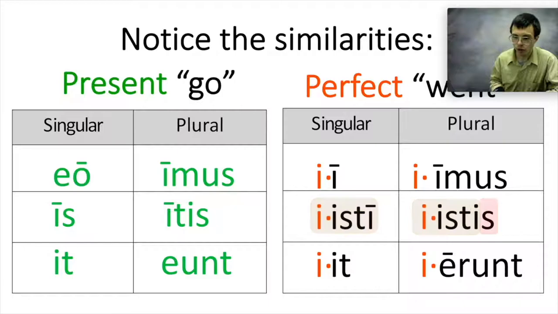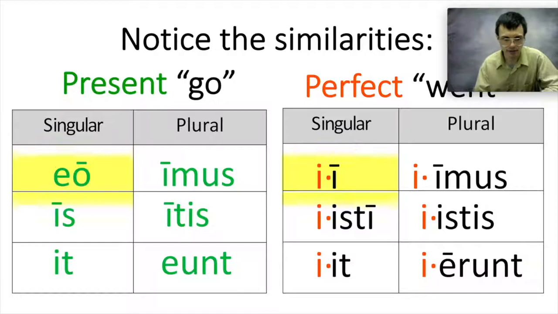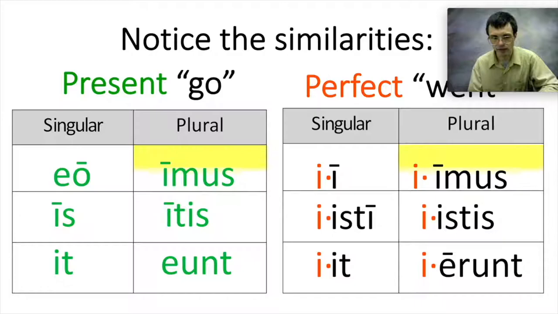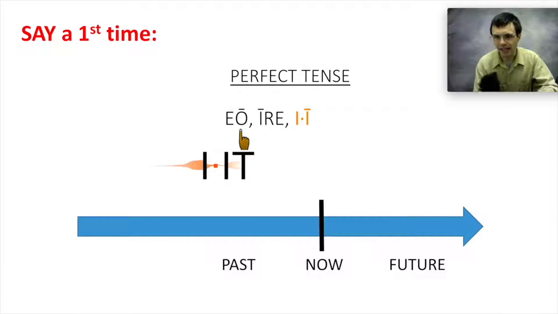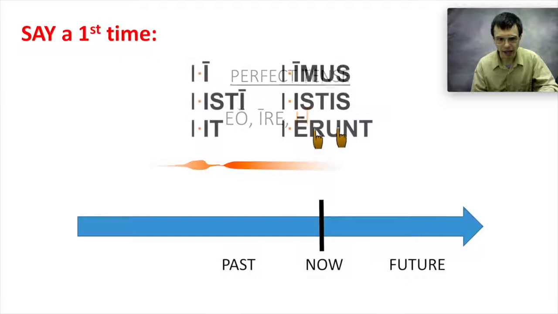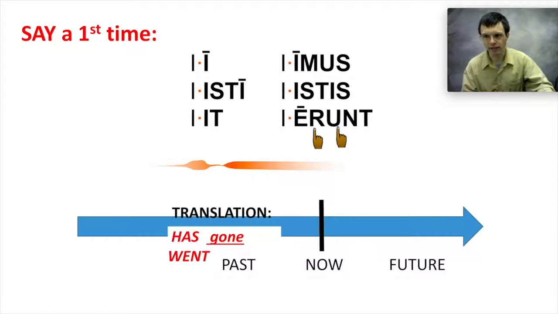All right, so I go and I went. You go and you went. He, she, it goes and he, she, it went. We go and we went. Y'all go and y'all went. And they go and they went. Okay, so hopefully you're starting to note the differences between these two. So let's practice it now. Ii, iisti, iit, iimus, iistis, ierunt. And hope that's what you said. And the translation is has or have gone, or went.